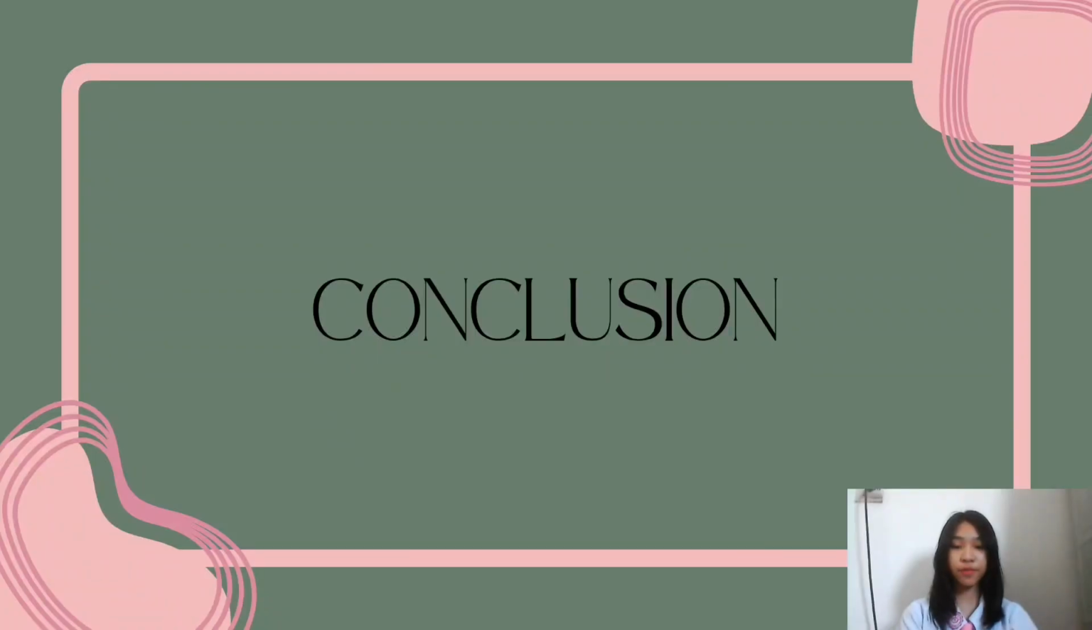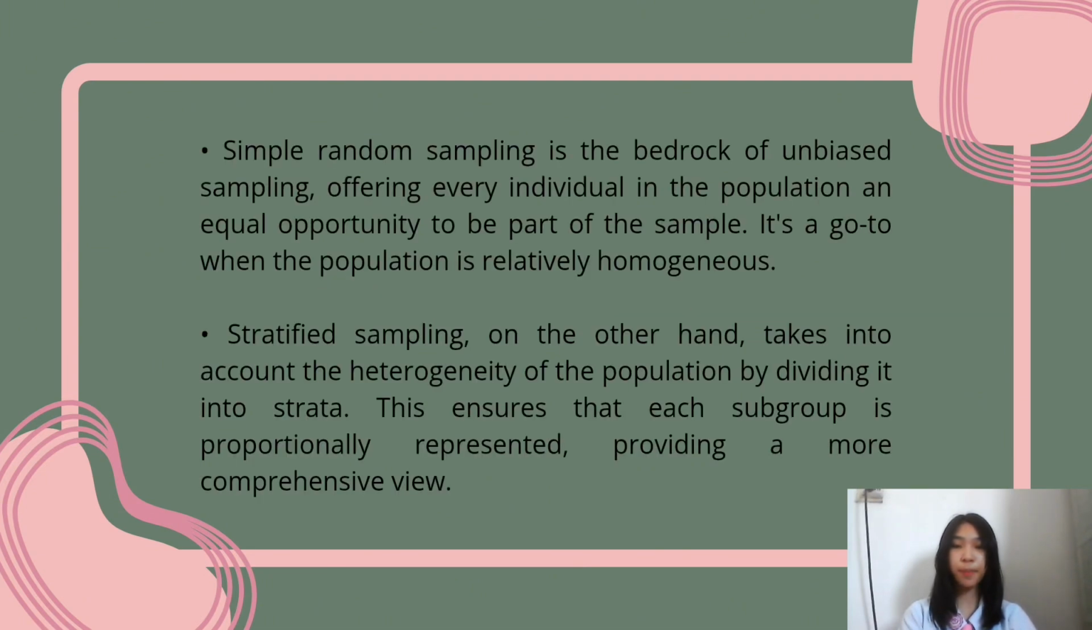Hello everyone, I'm Fiona Ramos and I'm here to conclude our discussion on sampling techniques. Throughout this video, we've explored various sampling methods, each with its own unique characteristics and applications. Let's recap the key points from each method. First, we have simple random sampling. It is the bedrock of unbiased sampling, offering every individual in the population an equal opportunity to be part of the sample. It's a go-to when the population is relatively homogeneous.